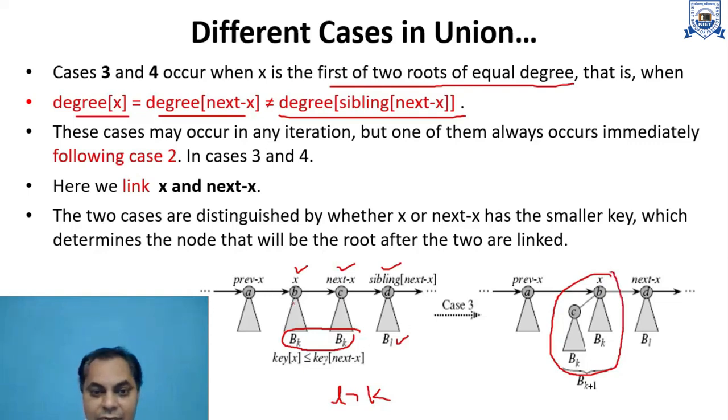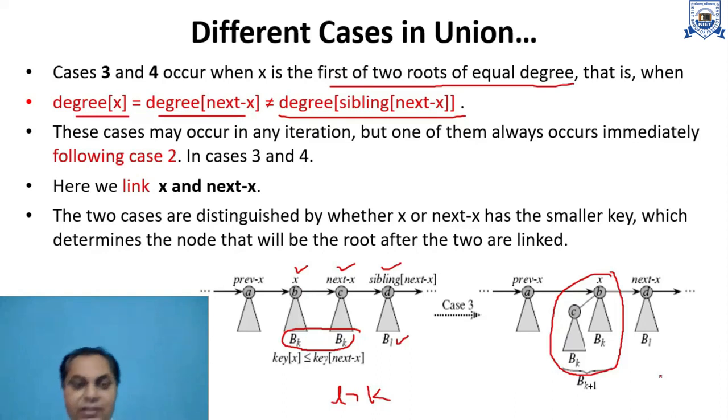Both trees rooted at b and c have the same degree k, so we have to merge them, because as per the definition every tree must have a unique degree in a binomial heap. So here we use the binomial link procedure to link x and next of x, that is b and c. b becomes the parent and c becomes the leftmost child of it, and the degree gets increased by 1.